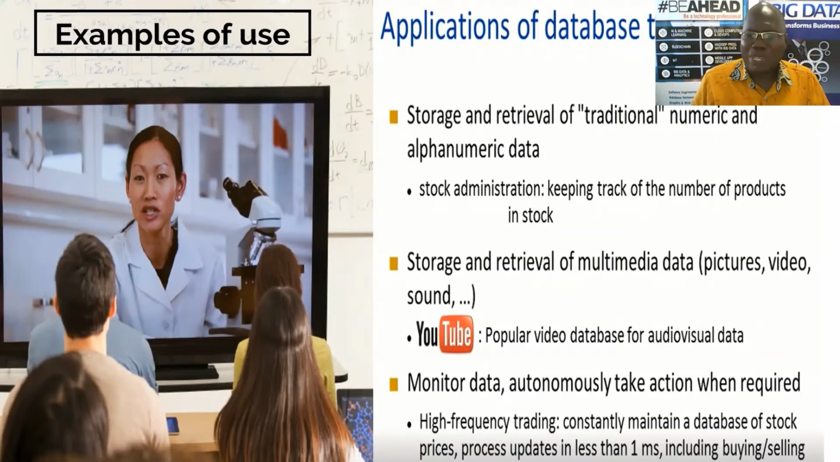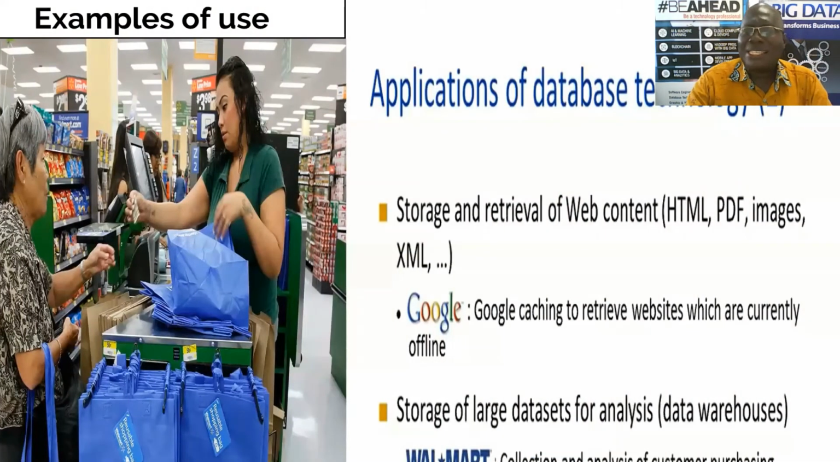Databases are used to monitor data autonomously anytime an action is taken. For example, high frequency trading constantly maintains a database of stock prices, processed in less than 1 hour. These are real-time processing using databases. So database application is everywhere. For example, storage and retrieval of web content, Google, for example.